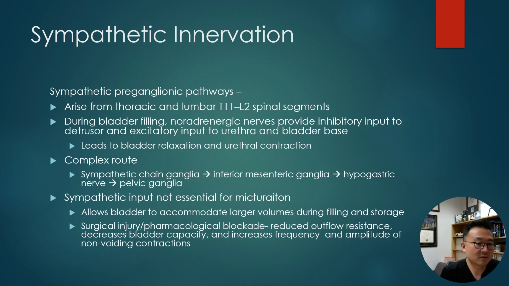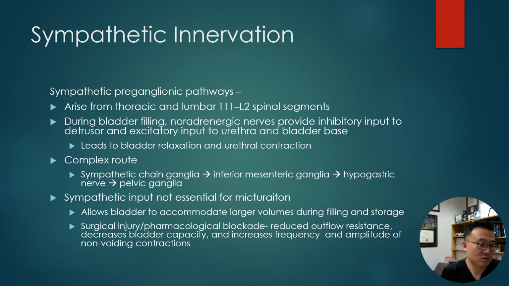The sympathetic innervation of the bladder arises from the thoracic and lumbar T11 to L2 spinal segments. During bladder filling, noradrenergic nerves provide inhibitory input to the detrusor and excitatory input to the urethra and bladder base. So basically, when the sympathetics are active, it allows the bladder to relax and allows the urethra and sphincter to tighten. This leads to bladder relaxation and urethral contraction.